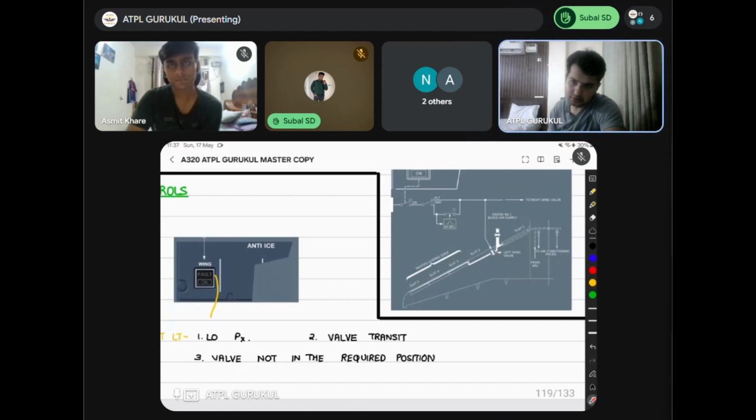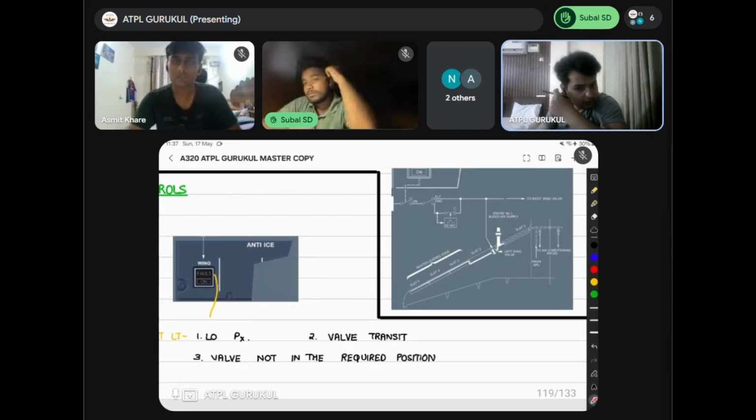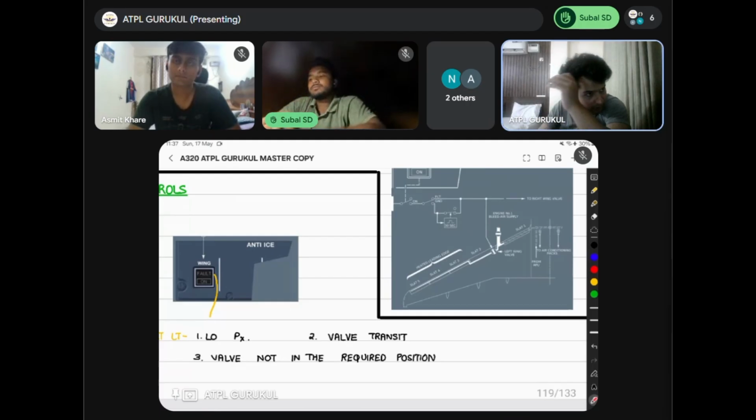I will check and tell you whether the ON light will come on or not. As per the procedure, we are never supposed to do it on the ground. However, I will check it and let you know. However, the valve will not remain on. Maybe yes, it will come on, but as per what the FCOM says, it will come on, but the valve will not remain on.